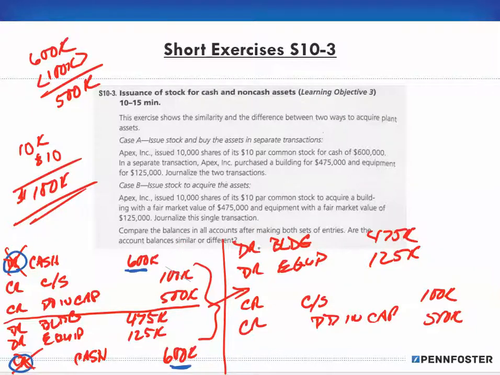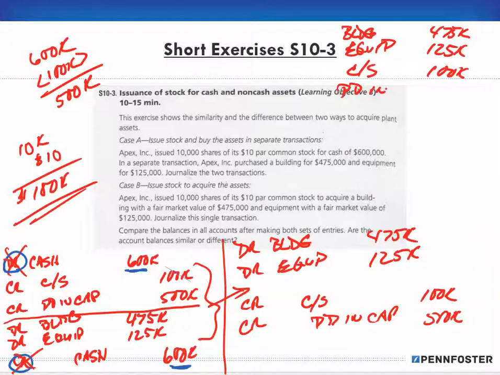Okay, well, if we look at it, we're going to have our building, which is going to be 475. We're going to have our equipment, which is going to be 125. We're still going to have common stock at 100,000, and we're going to have the paid in capital in excess of par at 500,000. Okay, so they're all going to be the same, regardless of whether we do it this way or we do it this way.